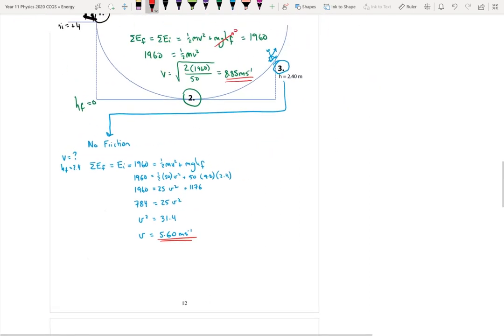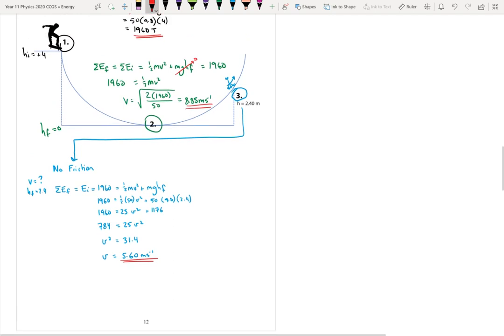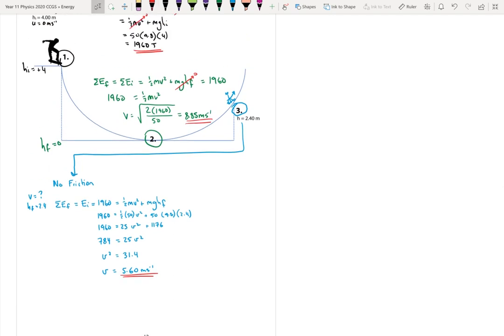Now that should make sense because we've got a range of possible velocities. If he drops in, he starts off at 0. At the bottom, he's 8.85. So we know that the answer should be somewhere between 0 and 8.85. And it would make sense he's slowing down. So he's going from 8.85. At that point, he would be at 5.6 and getting slower and slower as he ascends back up to the top.